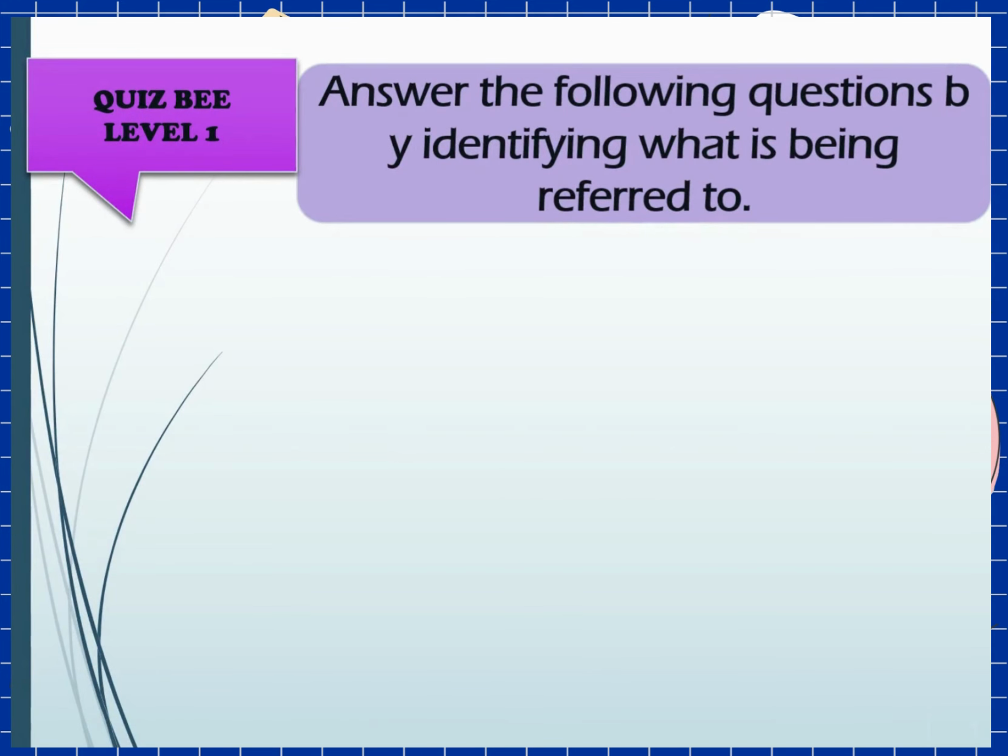So now, you will be having a quiz B level 1. In every item, you will be given 10 seconds to answer. If you get the correct answer, then you will gain 1 point in every item. So answer the following questions by identifying what is being referred to. What are you waiting for? Let's begin with item number 1.